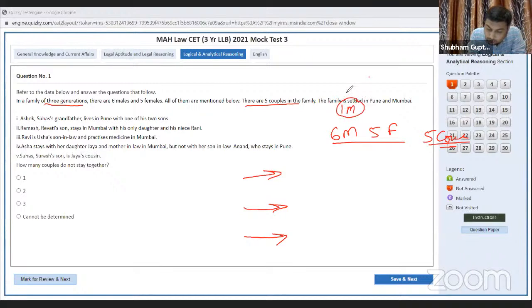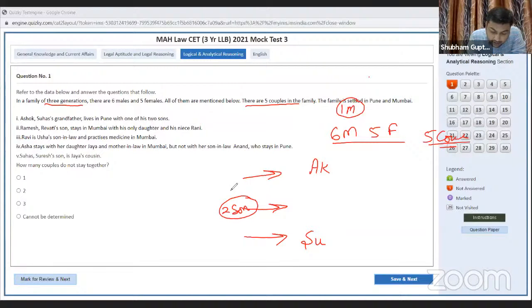The family settled in Pune and Mumbai. Ashok, Suhas' grandfather. So can I say Ashok should be in the highest generation and Suhas should be in the lowest? Because Ashok is the grandfather of Suhas, right? And he has 2 sons. So there would be 2 sons here. Correct? Now let's read again.